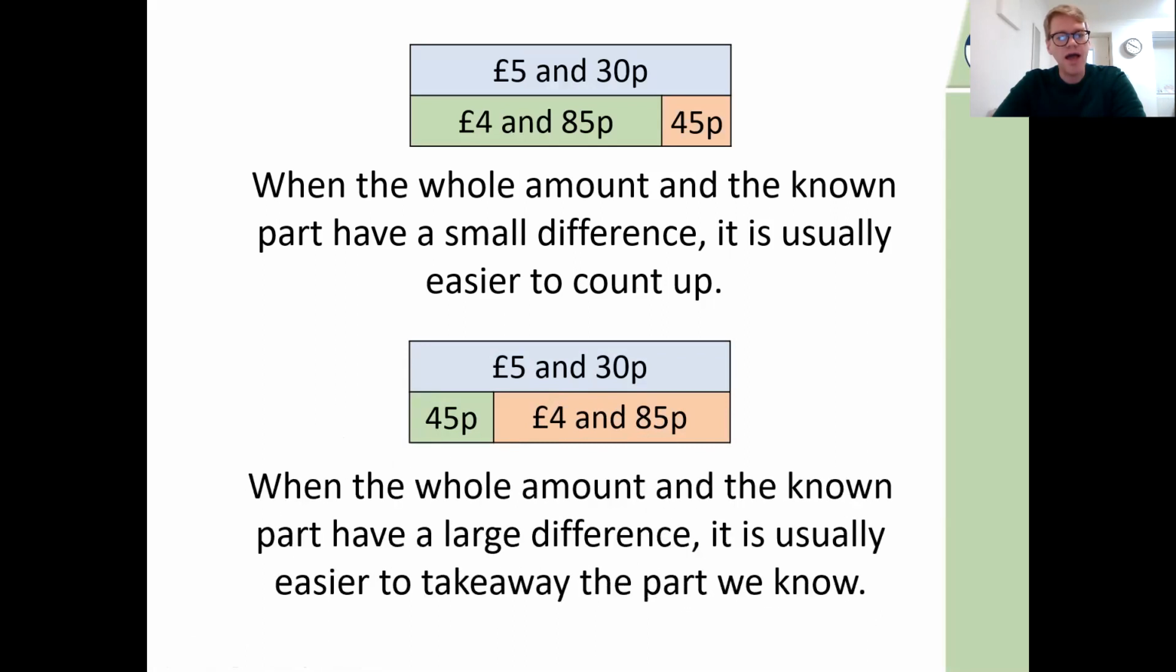And when we've got a small part of a large whole, it probably would have been easier to count down. So with that one, I'd have probably gone £5.30. I'd have got that down to £5 and gone down 30p, and then done the remaining 15 pence as well to get down to £4.85.